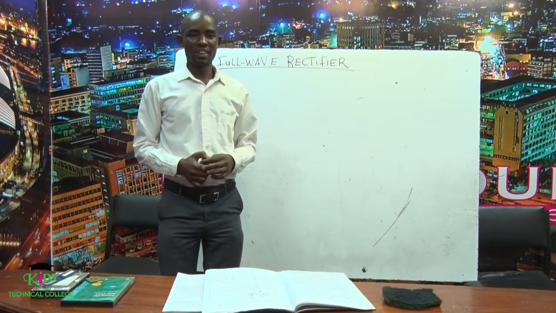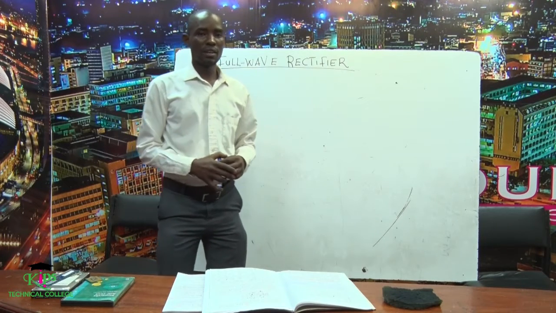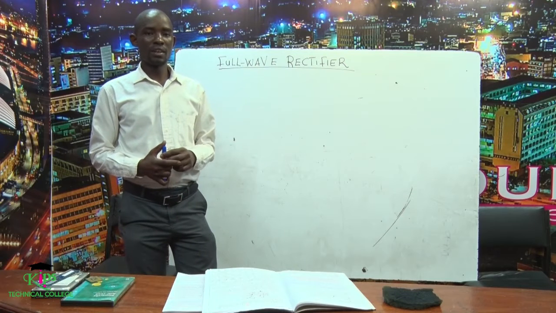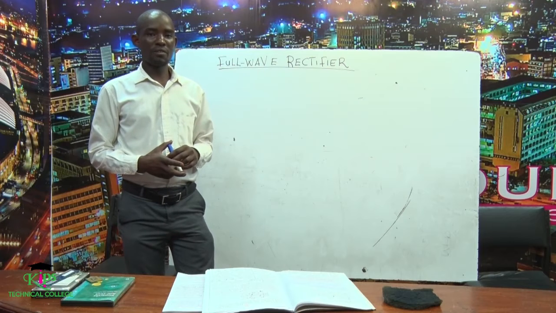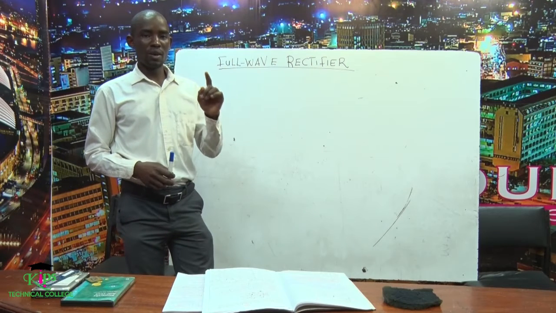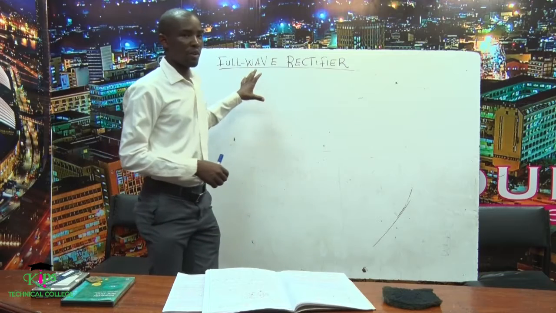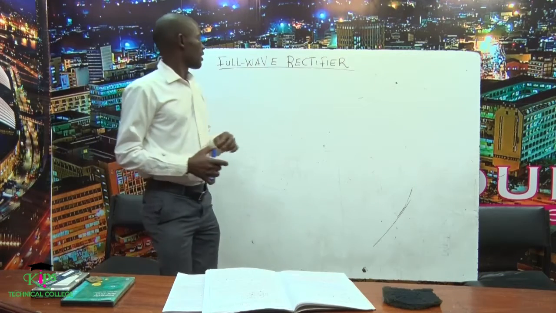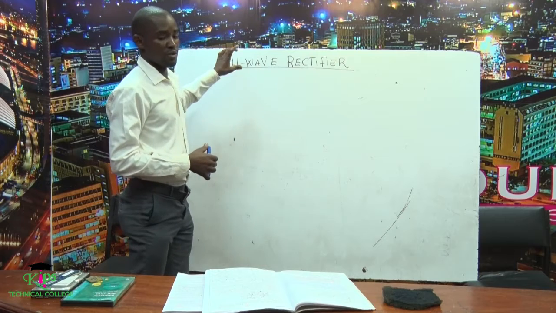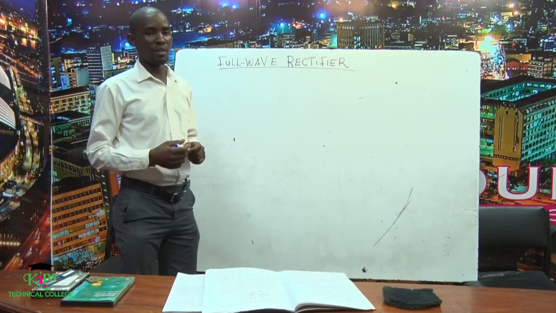Good morning. Let us now look at a full wave rectifier, and in a full wave rectifier basically we are going to use either 2 diodes or 4 diodes. Remember, in a half wave rectifier we said it is only 1 diode that is basically used, but for this case we are going to use 2 diodes or 4 diodes, depending on which kind of circuit.